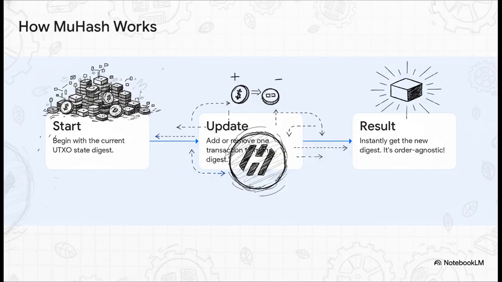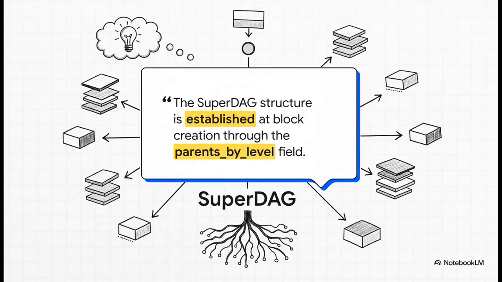So you might be thinking, okay, how do you update that fingerprint with every single block? Well, that's where this really slick technique called muhash comes in. Instead of having to recount everything from the very beginning, muhash is way smarter. It just takes the last summary, mathematically adds or subtracts the new transactions, and boom, you have a new perfect summary. It's unbelievably efficient.